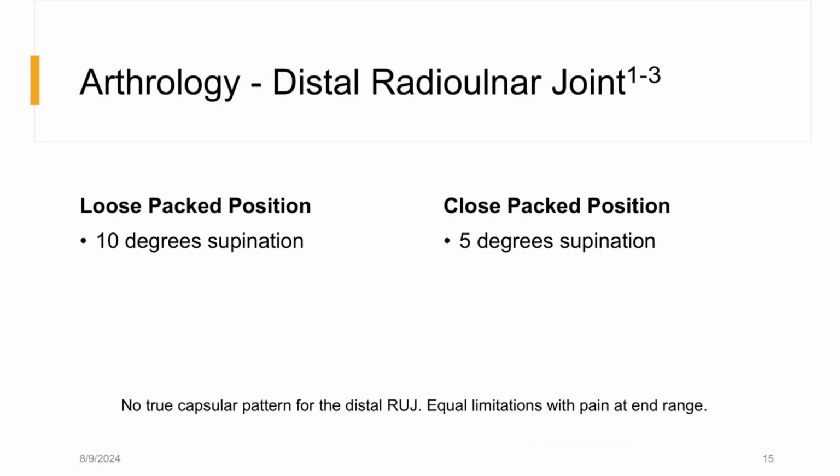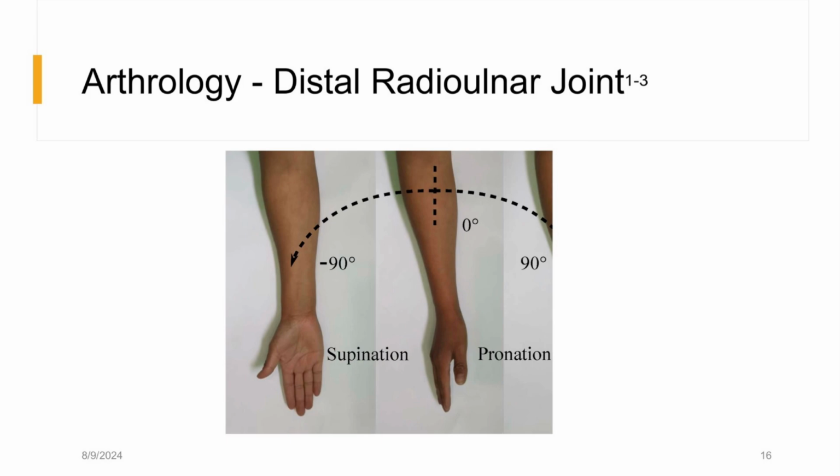Now we're talking about the distal radioulnar joint. So the distal radioulnar joint, the loose pack position is 10 degrees of supination. The closed pack position is 5 degrees of supination. So we've got the loose pack position being 10 degrees of supination, the closed pack position being 5 degrees of supination at the distal radioulnar joint. So this is a visual going from 90, considered negative 90, to 0 degrees. So this is considered 0 degrees right here between supination and pronation. And then if you turn your hand all the way back down like this, then that would be 90 degrees of pronation.